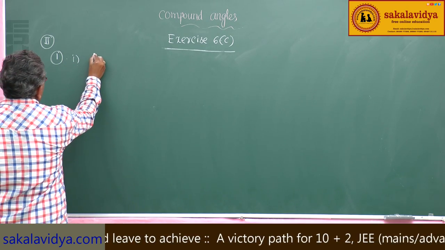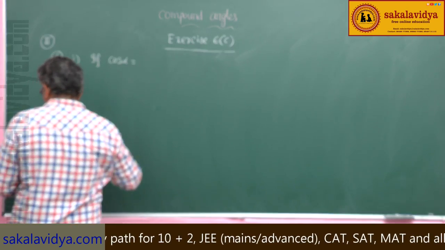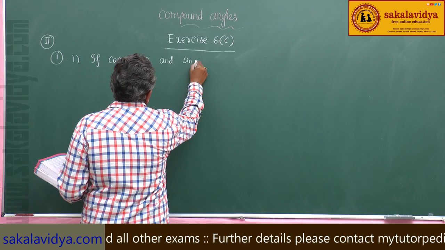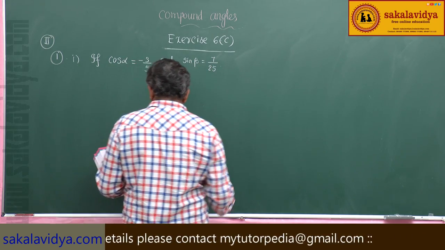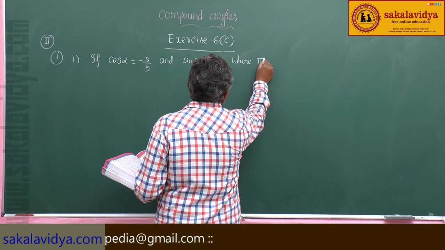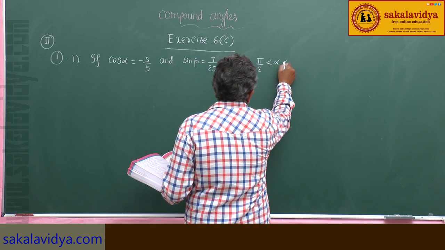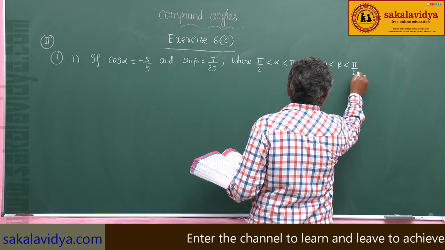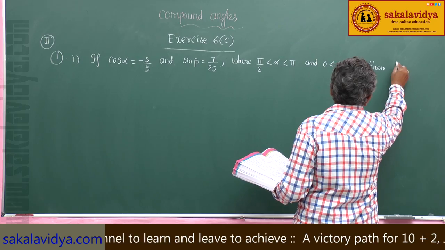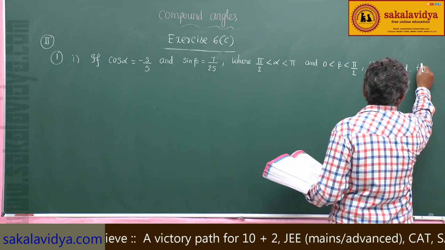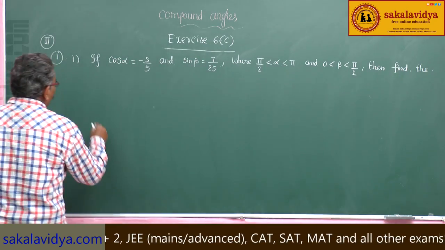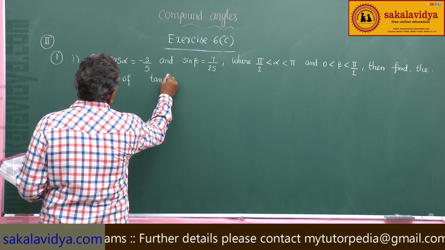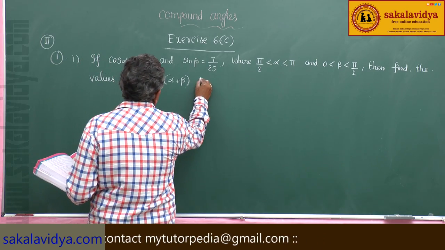First bit. If cos alpha equals minus 3 by 5 and sin beta equals 7 by 25, where pi by 2 is less than alpha, alpha less than pi, and 0 less than beta, beta less than pi by 2, then find the values of tan of alpha plus beta and sine of alpha plus beta.